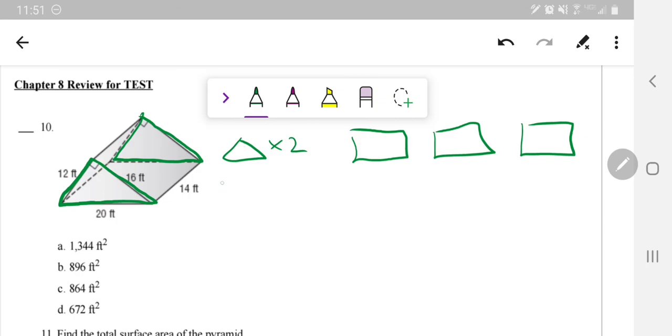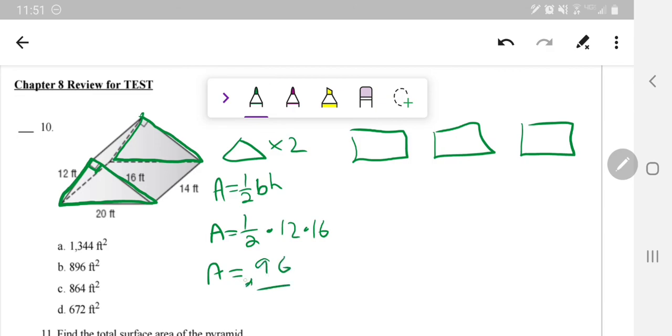And then once I get all those, I'm going to add them all up. Okay, so let's start with a triangle. Area of a triangle is 1/2 base times height. Now, all three sides of the triangle are labeled, so to find the base and the height, we need to look for that right angle. I got it right there, so that's going to be 12 times 16. Area equals, that comes to 96. I'm going to times it by 2 since there's 2 of them. And I get 192. So the area of those two triangles total 192.